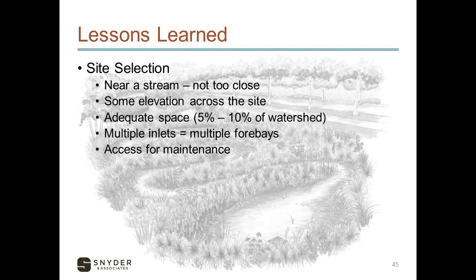Keep in mind, in this situation, we only had one location where we had water coming into the wetland. But if you had multiple inlets, you're going to need multiple forebays, and you're going to need to consider how all those multiple inlets come together for flow path and that kind of thing for treatment.